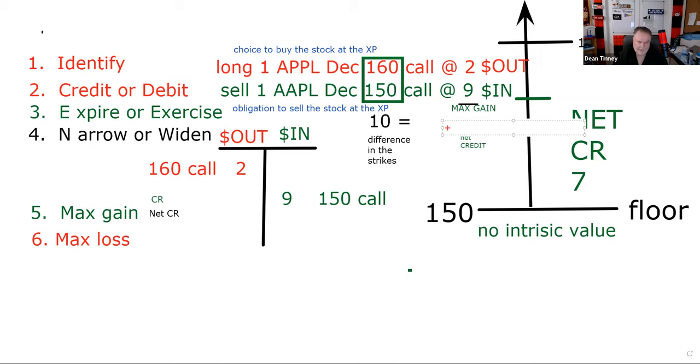The gain and the loss always equals the difference in the strikes. That's the whole point of a spread, by the way. Now, if you don't get that, then you're going to have to memorize it in a credit spread. The max loss is the difference in the strikes less the net credit, which I just think is a mental mess.